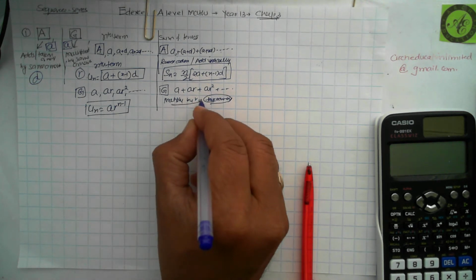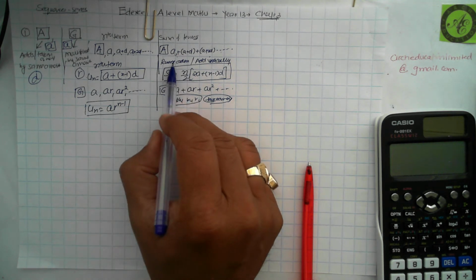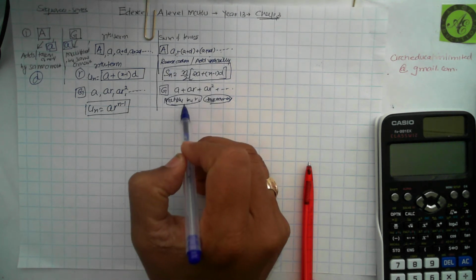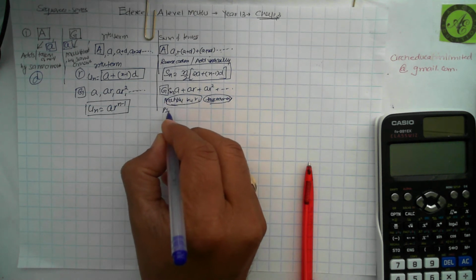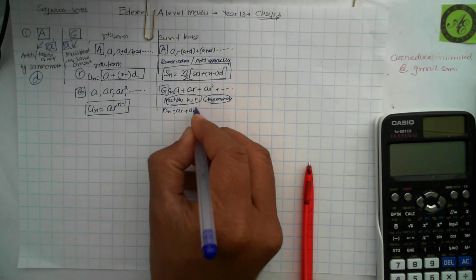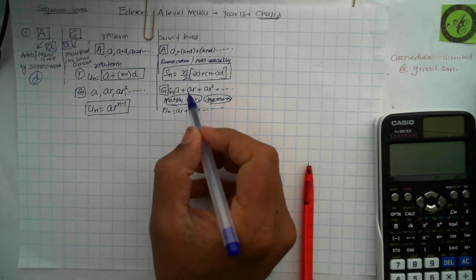So these are the things I'm expecting you to memorize. For here, reverse order, add vertically. Multiply by r, take away. What does that mean actually? If this is Sn, you do rSn, which is ar plus ar squared, and so on. Then you take away the two, guys.